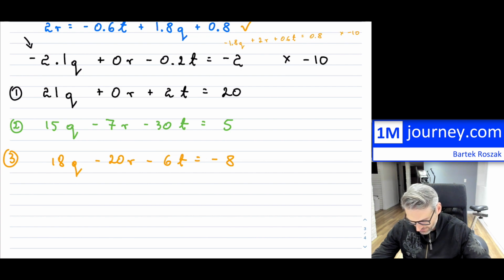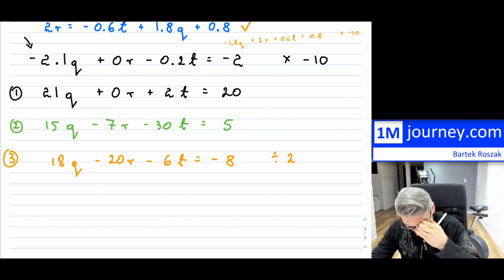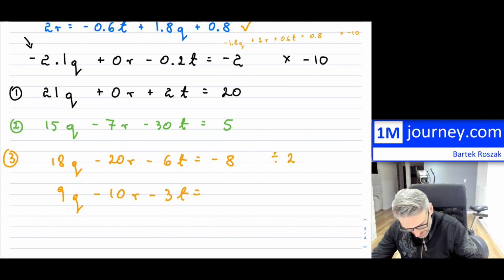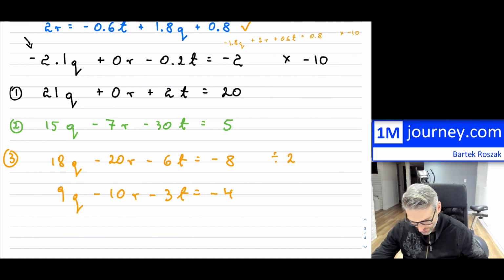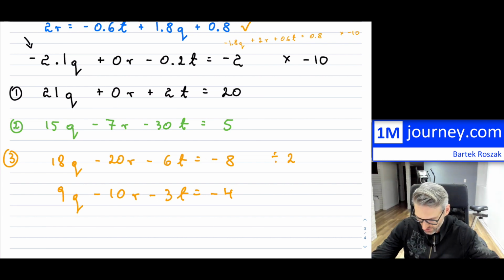The second line, 15, 7, third. That also doesn't work. But actually this one, I can divide by 2. So that's going to be 9. I don't know if this is going to help or not, but it's always nicer to have smaller numbers. 3t is equal to negative 4. So that's going to be smaller than it was. All right, so that's what I have there. So now, how do I proceed?